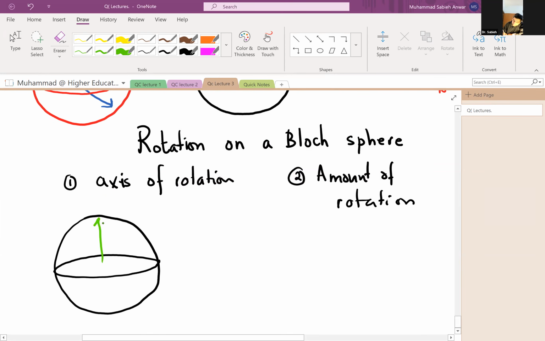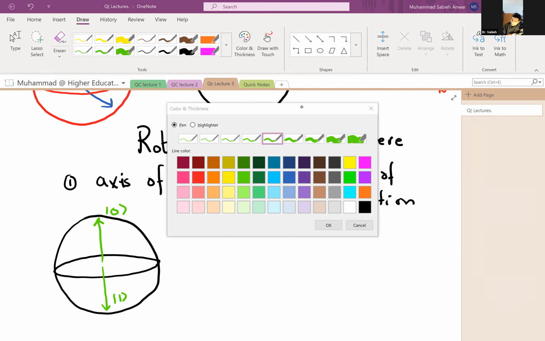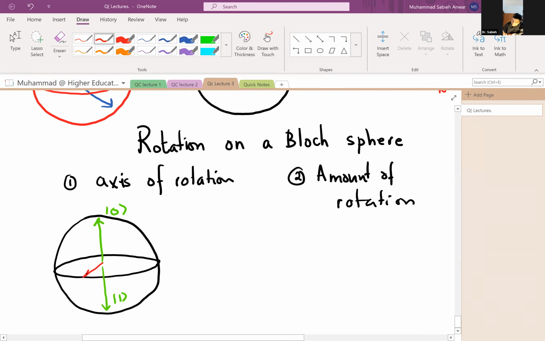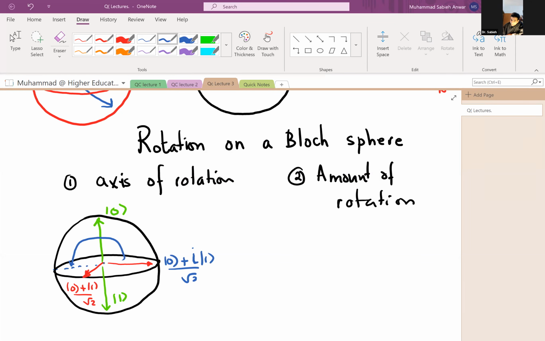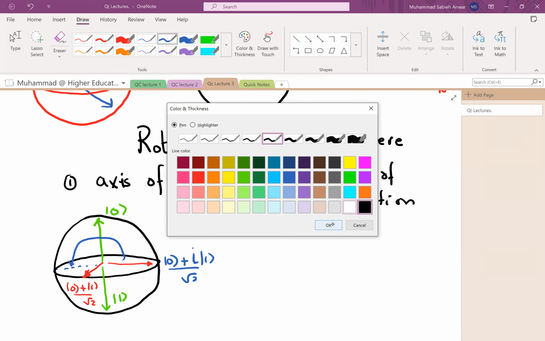So something that takes ket 0 to ket 1 but does not change ket 0 plus 1 over root 2. It takes the state ket 0 plus iota 1 over root 2 to here, right? But it doesn't do anything to the ket 0 plus 1 over root 2 state, or the ket x state. So what kind of rotation is it? What is the axis of rotation? X-axis. Yeah, the x-axis.